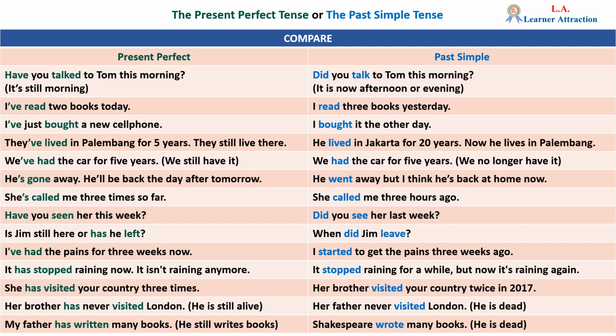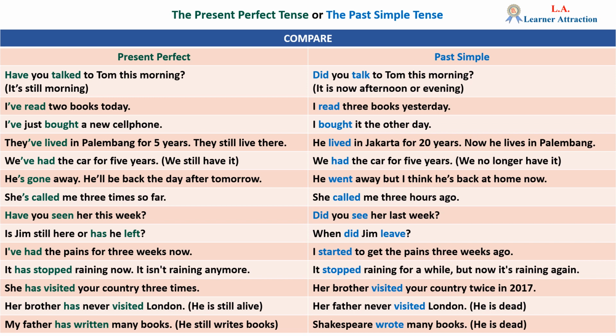The present perfect tense or the past simple tense. Compare. Present perfect: Have you talked to Tom this morning? It's still morning. Past simple: Did you talk to Tom this morning? It is now afternoon or evening. I've read 2 books today. I read 3 books yesterday.